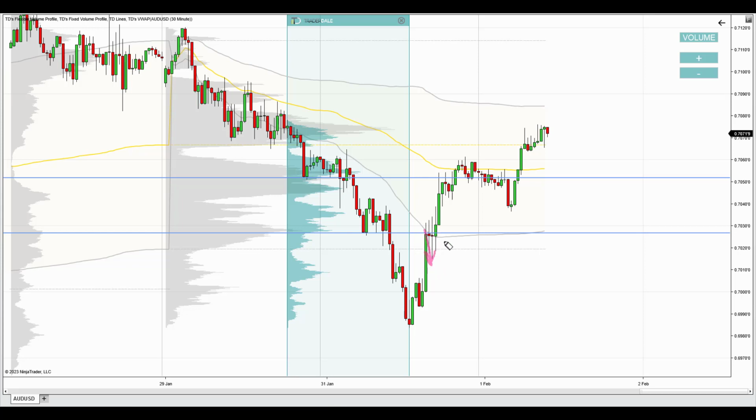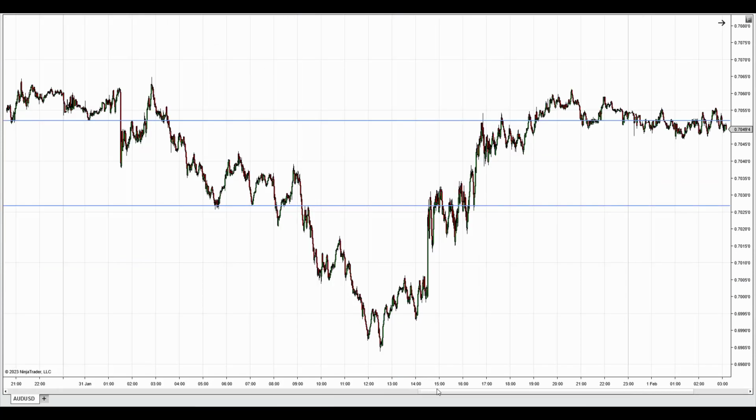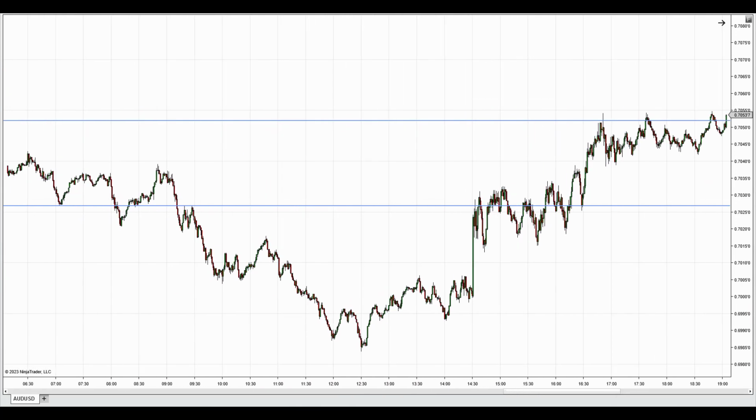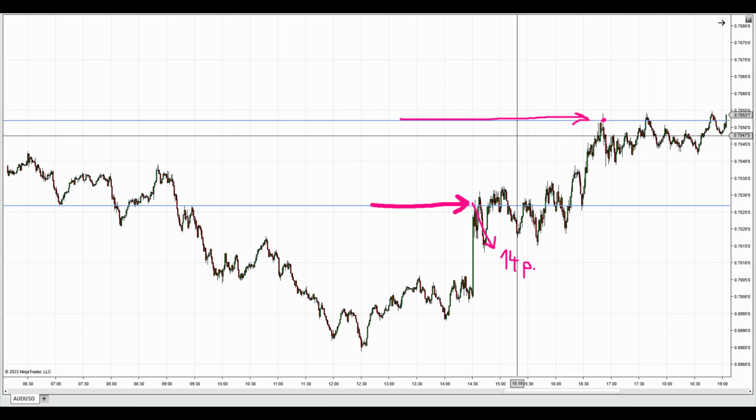but it was there. But we need to look at the 1 minute chart, so let me look at the 1 minute chart for you. So this is it. This is the 1 minute chart, and right here this is where the price hit the first level, and this was the reaction to it. 14 pip reaction. The second level was in here. This is where the price hit it, and again we are looking at a 14 pip reaction here.